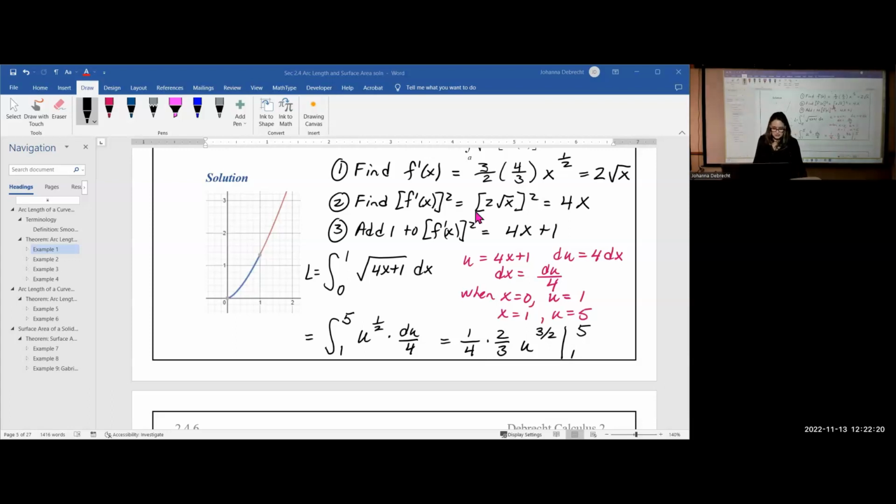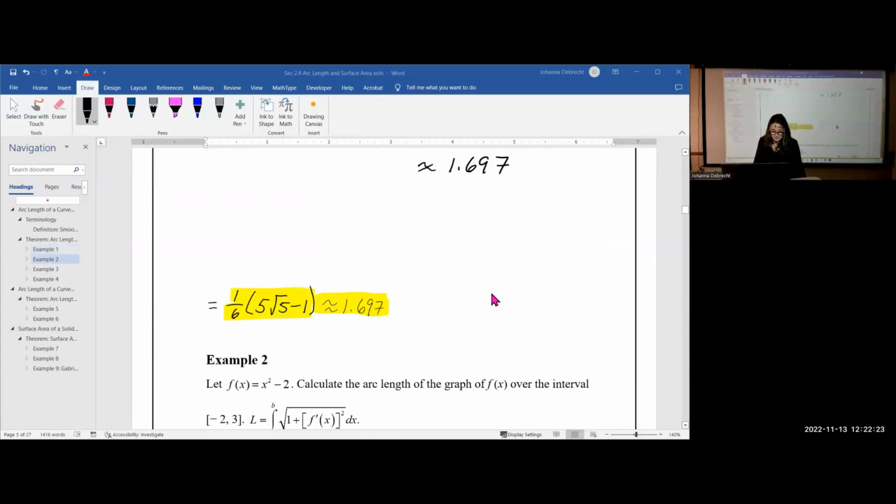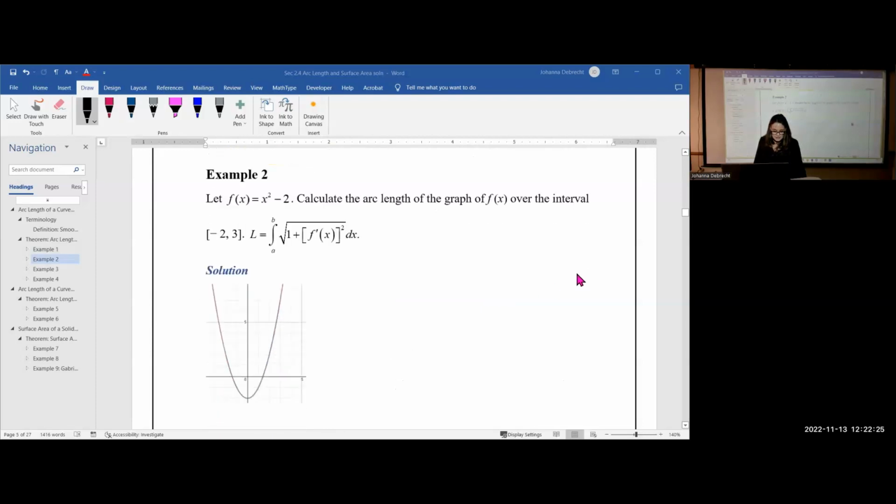All right, let's take a look at the next example, which is example number 2. In example number 2, we have the function x squared minus 2, which of course is an upward opening parabola, then shifted down 2, so the vertex is down here at (0, -2). And we want to calculate the arc length over the interval x equals -2 to x equals 3. Here's our formula again. So go ahead and pause the video, try this one on your own, then turn the video back on and we'll compare our answers.